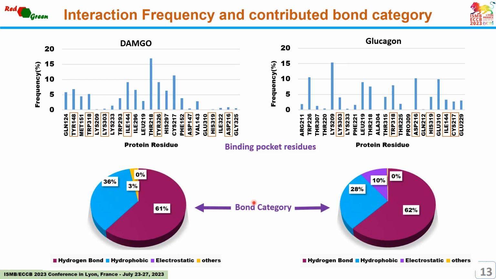In the bond category that contributed to these binding pocket residues, for DMGO it was 61% hydrogen bond and 36% hydrophobic, and the rest are electrostatic and others. And for glucagon, it is more than 1% hydrogen bond and 28% hydrophobic, 10% electrostatic, and less than 1% other bond types.